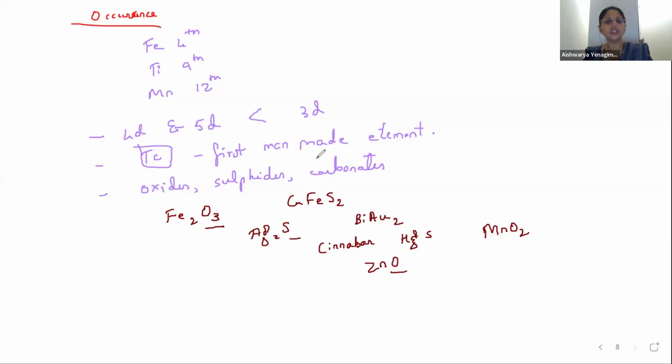What are the uses of these? Let me recapitulate some of the uses also. These are mostly used to make alloys. So you can see titanium metal and its alloy, titanium alloyed with aluminium.